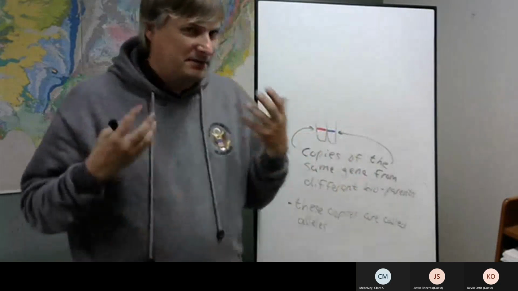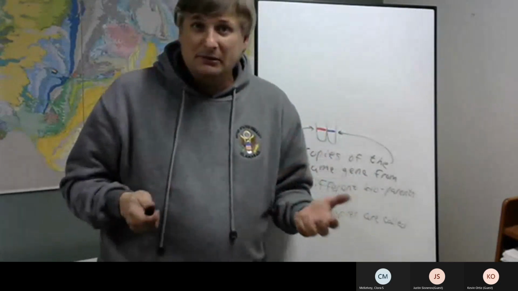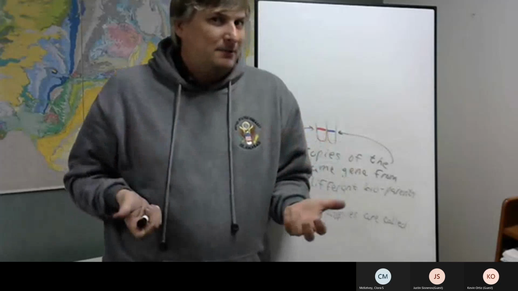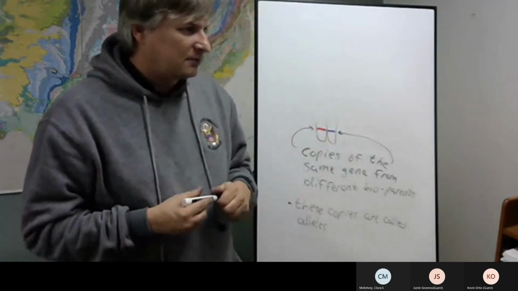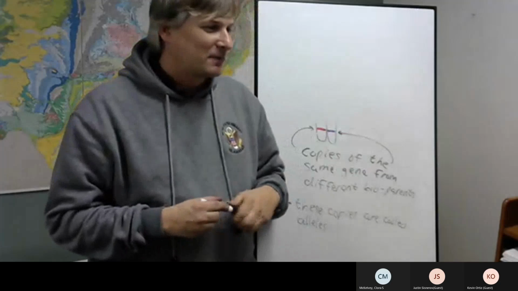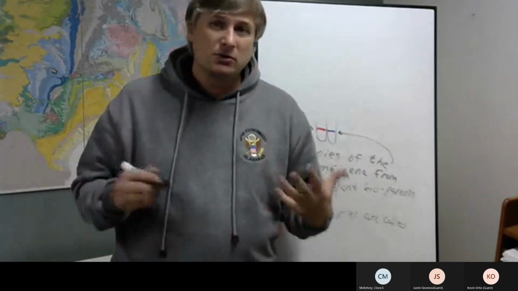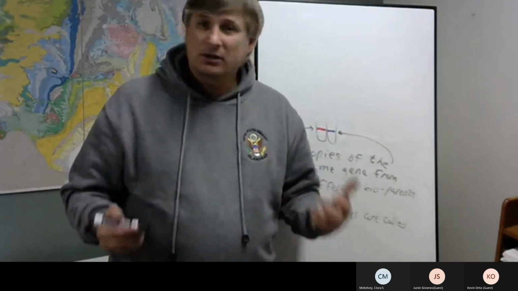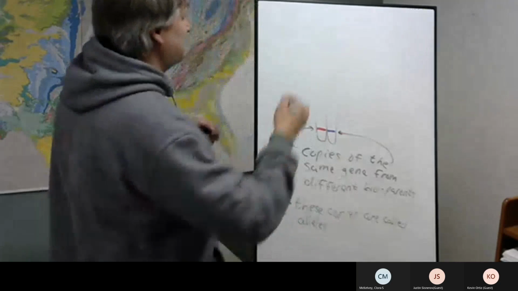And well, if you've got two copies of the same gene, we have some alleles here. Well, which copy do we use? So for reasons that are sort of beyond the scope of a mathematician, for some reason, one will be chosen over the other. We're going to call that dominance.